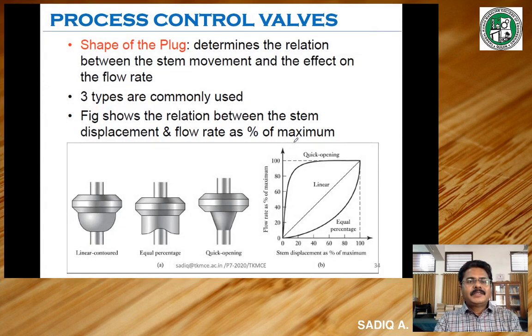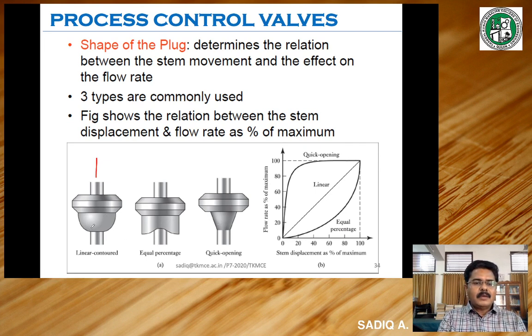Now let us see some kinds of shapes for the plug in order to control the flow rate. The shape of the plug will determine the relation between the stem movement and the effect on flow rate. Generally, three types of plugs are used, and that is shown here. What we have to understand from this diagram is that when there is movement of the stem, this plug will be introduced in the flow path. Depending on the cross section available in the flow direction on the plug, the flow rate will also be controlled. So here we are seeing three types of cross sections, kinds of plugs.